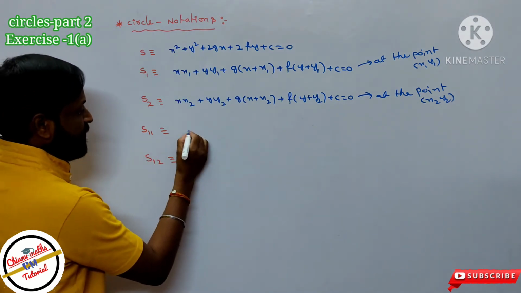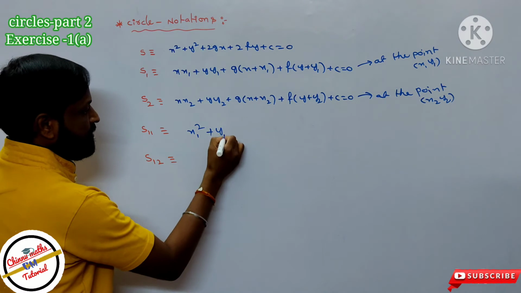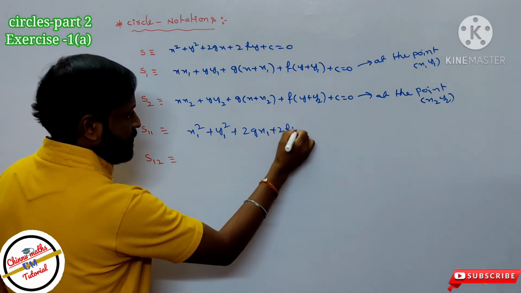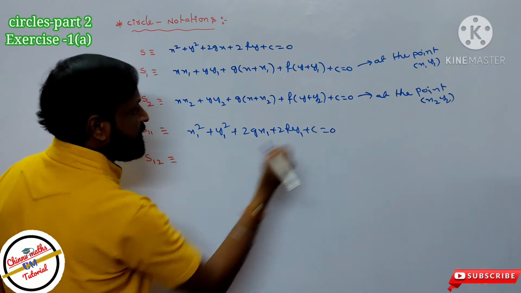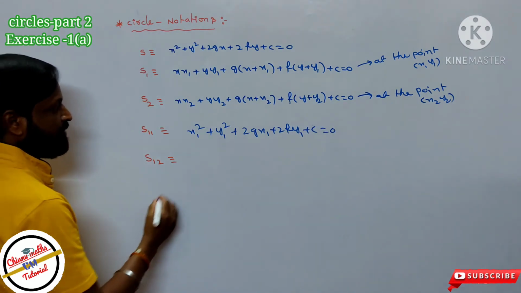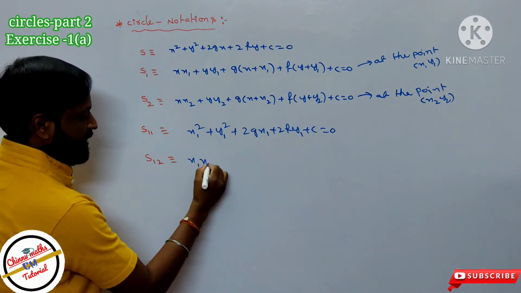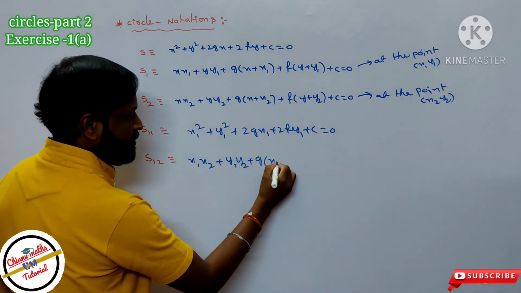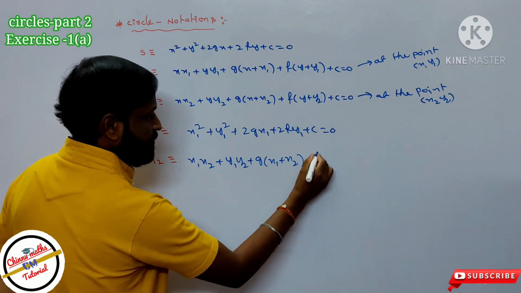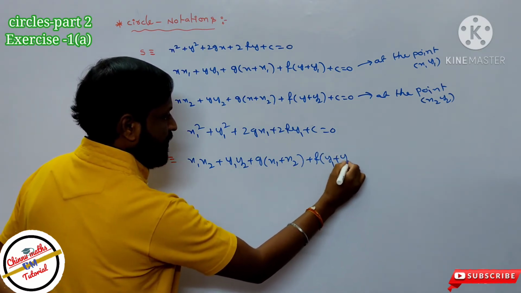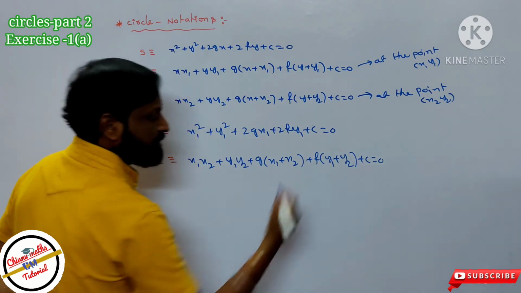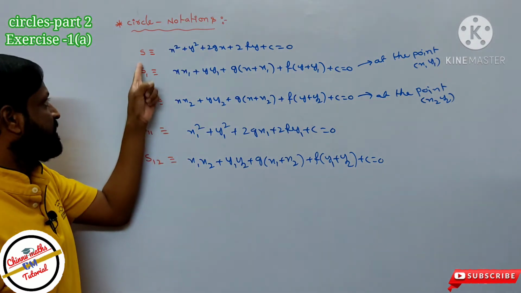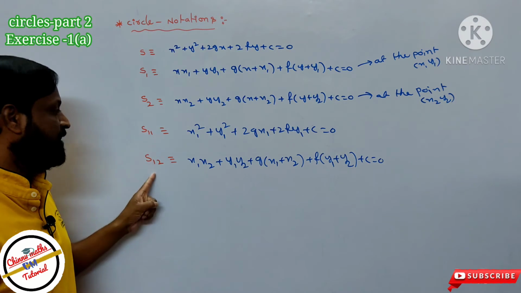Okay. Next S11. The notation S11 equal to x1 square plus y1 square plus 2gx1 plus 2fy1 plus c equal to 0. Similarly S12 equal to x1 x2 plus y1 y2 plus g into (x1 plus x2) plus f into (y1 plus y2) plus c equal to 0. These are the notations. Throughout the topic you can use S, S1, S2 and S11, S12.